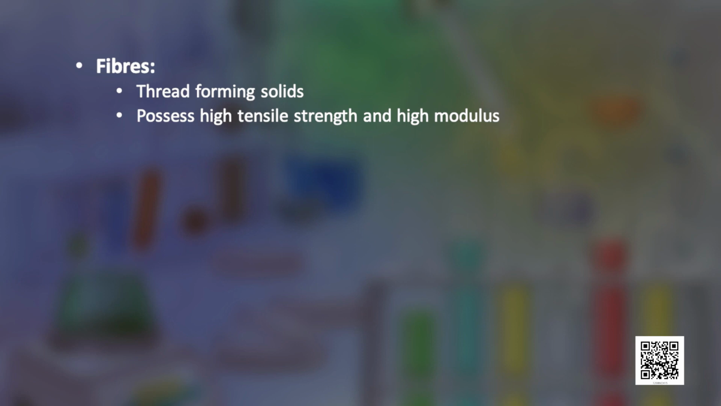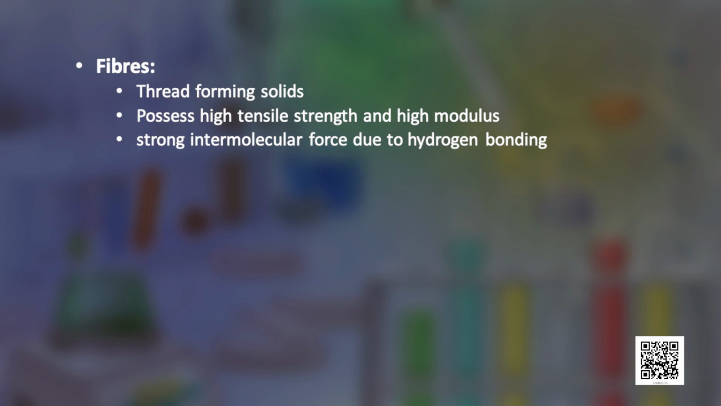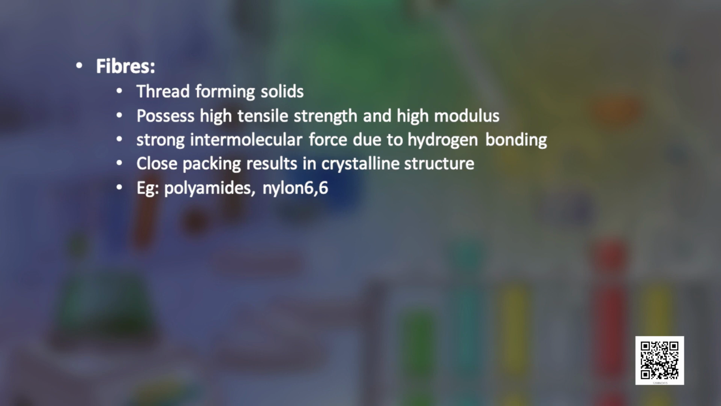These are thread forming solids which possess high tensile strength and high modulus. These characteristics can be attributed to strong intermolecular forces like hydrogen bonding. These forces also lead to close packing of chains and thus impart crystalline nature. Examples of this category are polyamides such as nylon 66 and polyesters such as terylene.